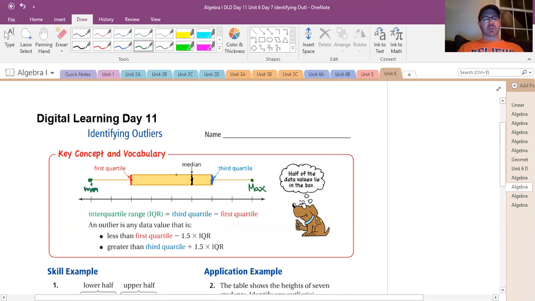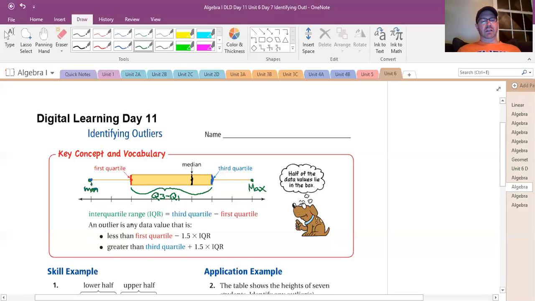Now, we learned about the IQR, or interquartile range. You have the first quartile and the third quartile, and the IQR is the range of values between them. You did the third quartile minus the first quartile, or Q3 minus Q1. The reason that value is important here is because that's how we're going to identify an outlier.